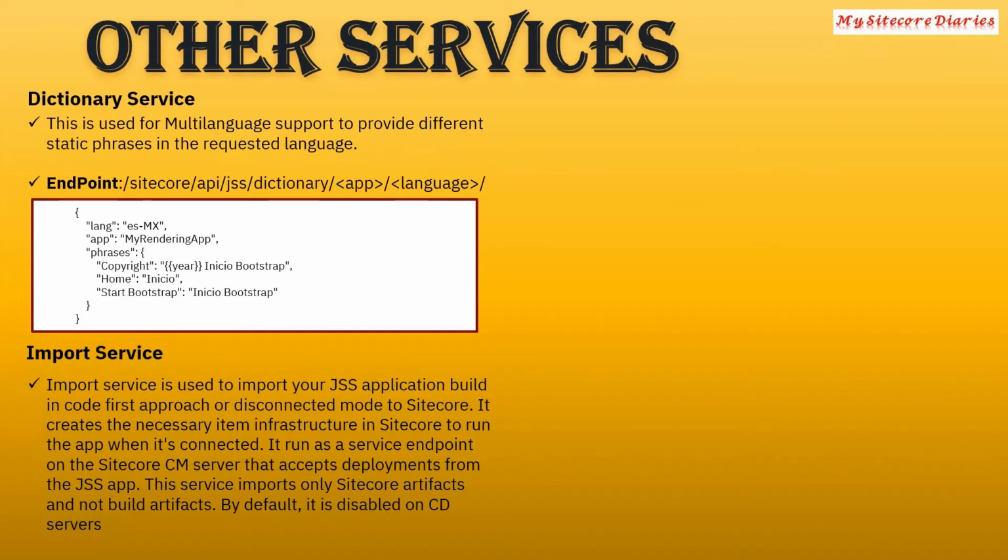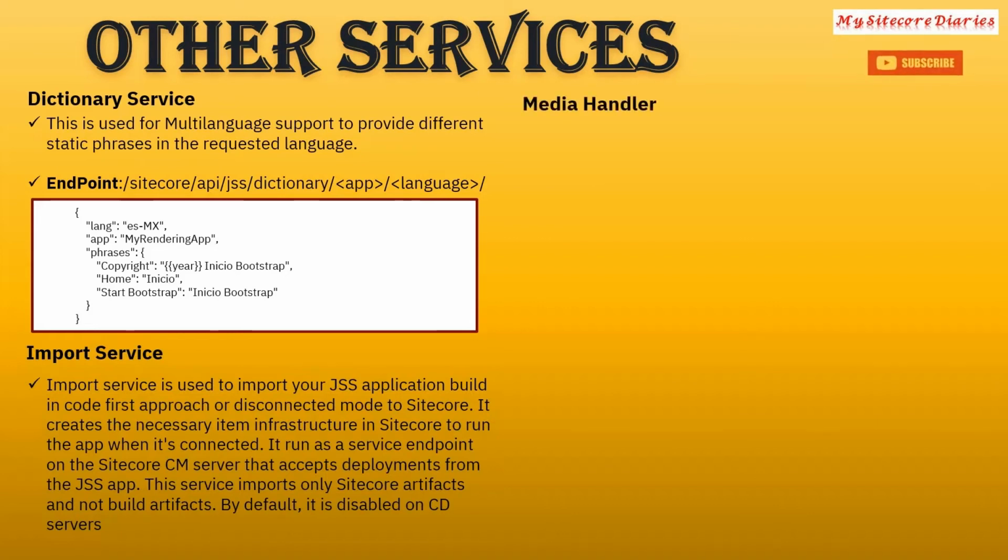Okay, so import services are used to import your JSS application built in the code first approach or disconnected mode to Sitecore. It creates the necessary item infrastructure in Sitecore to run the app when it's connected. So when you import the application in Sitecore, it creates the necessary infrastructure, that is templates and items. It runs as a service endpoint on the Sitecore CM server that accepts the deployments from the JSS app, and this service imports only the Sitecore artifact, not the build artifact. So not the code, it only picks the Sitecore artifact, and by default it is disabled on the CD server.